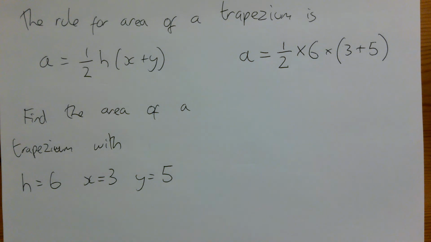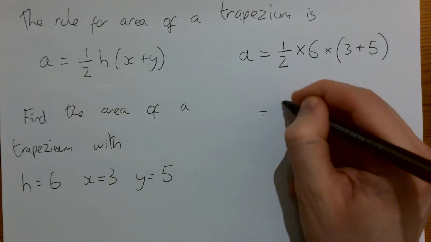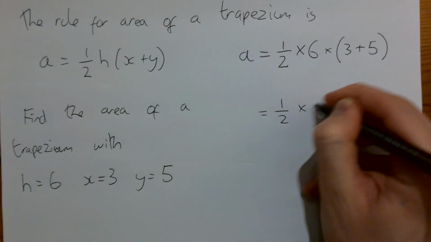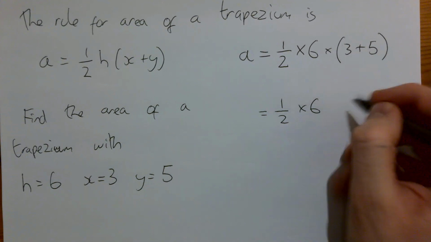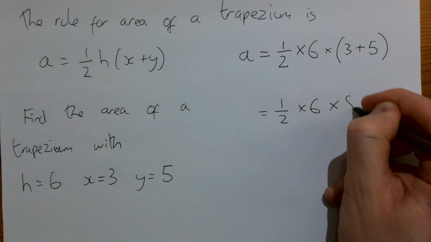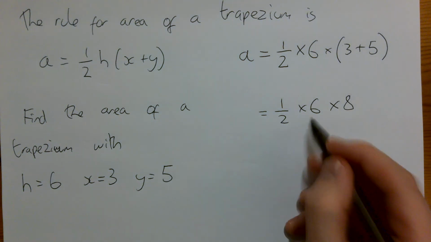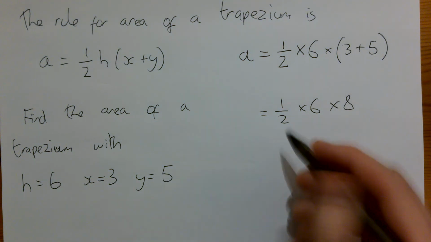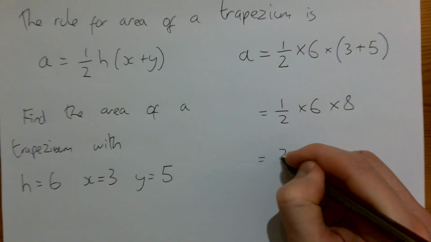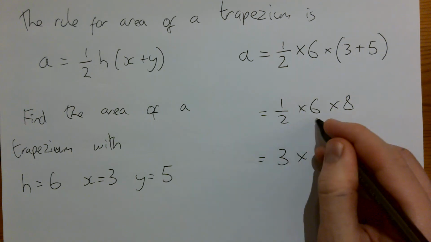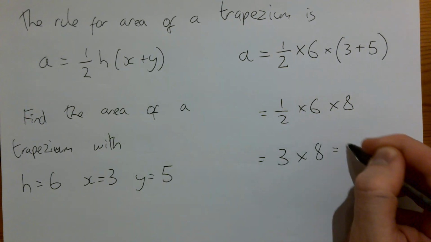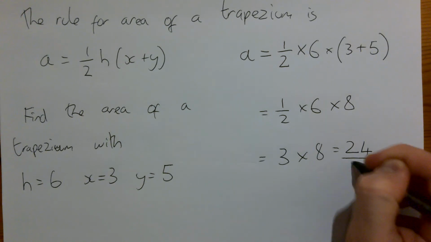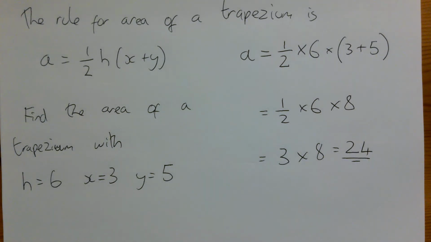All that's left to do now is to do the working out. So I've got a half times 6. 3 plus 5 is 8. Times 8. And then a half times 6 is just the same as a half of 6, which is 3. So it's 3 times 8, which is 24. So the area of that trapezium would be 24.